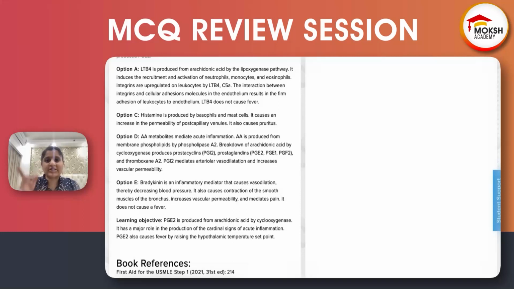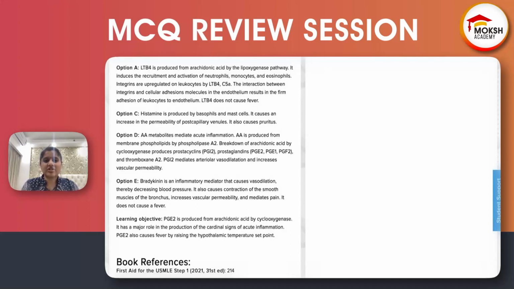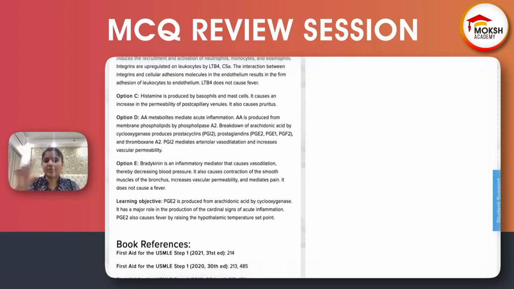Histamine is produced by basophils and mast cells. What does it do? It causes bronchoconstriction, vasodilatation, pruritus, and all that. Arachidonic acid metabolites mediate acute inflammation. They're produced from membrane phospholipids by phospholipase A2. Breakdown of arachidonic acid by COX produces prostaglandins I2, E2, E1, F2, and thromboxane. PGI2 mediates vasodilatation and increases vascular permeability.